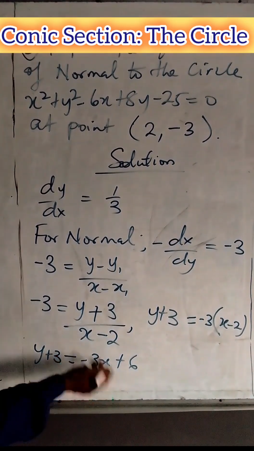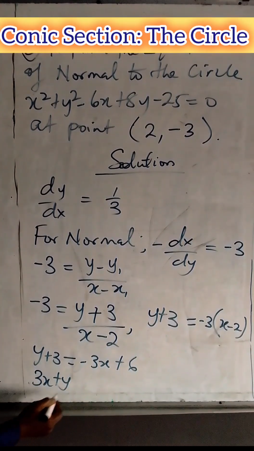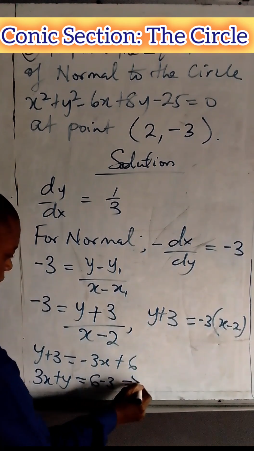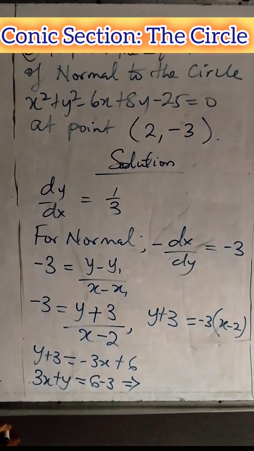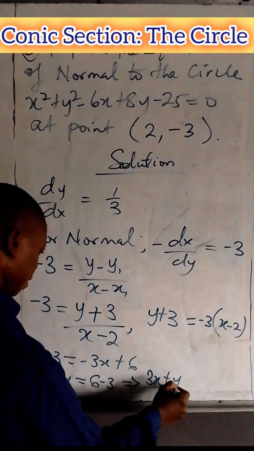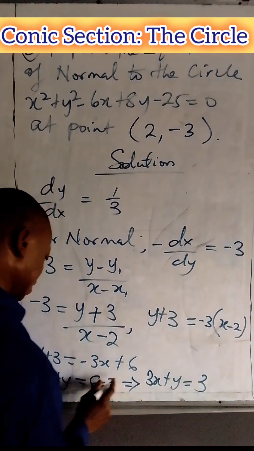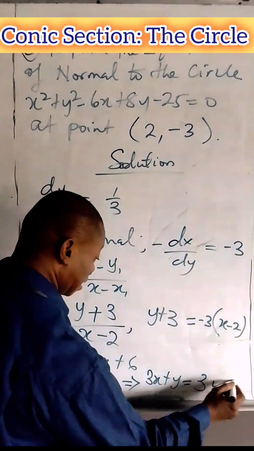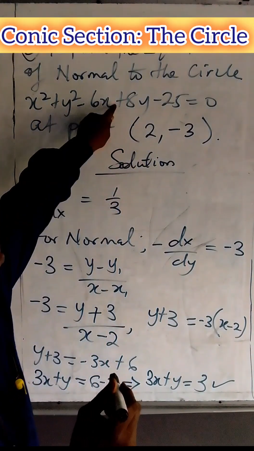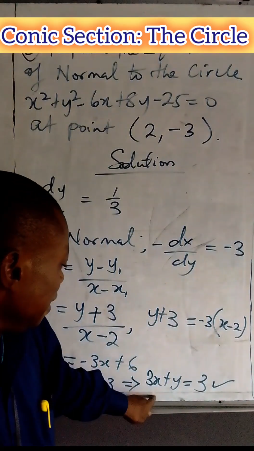Back everything to this side, we have 3x plus y equals 6 minus 3. So the equation in a general form will be 3x plus y equals 3, because 6 minus 3 is 3. And that is the answer, because this is going to be the equation of the normal to this circle that passes through this point. That is 3x plus y equals 3.